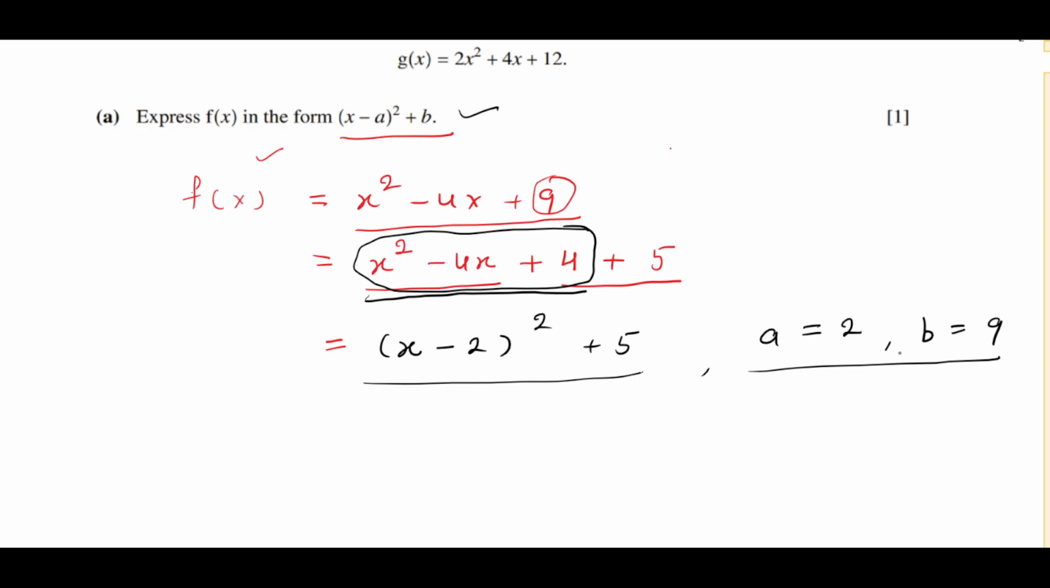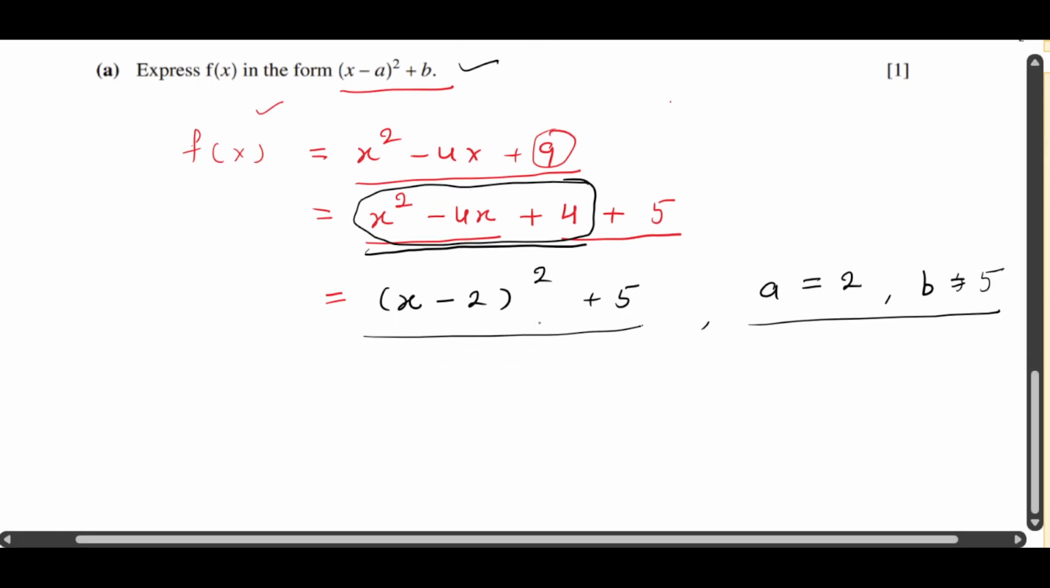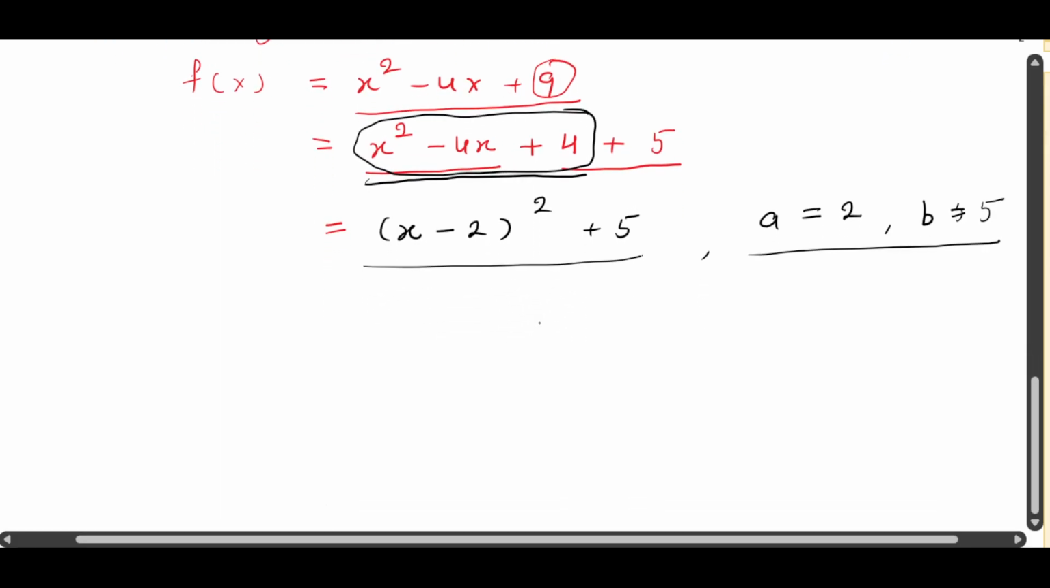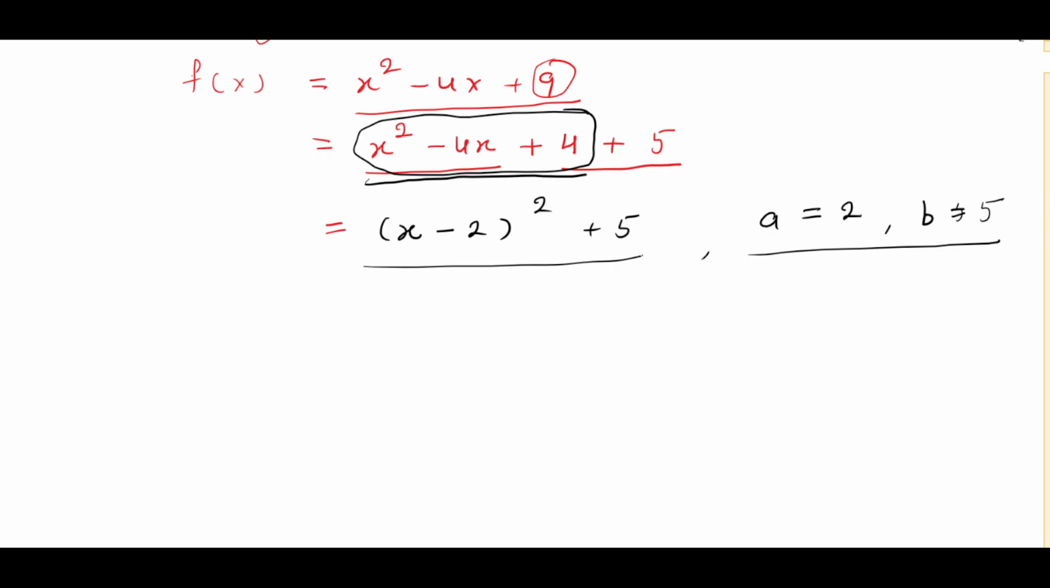So a is 2 and b is 5, not 9, right? So fine, b is 5. Okay, done. Next part, so this is the first part. Now let me move to the next part.